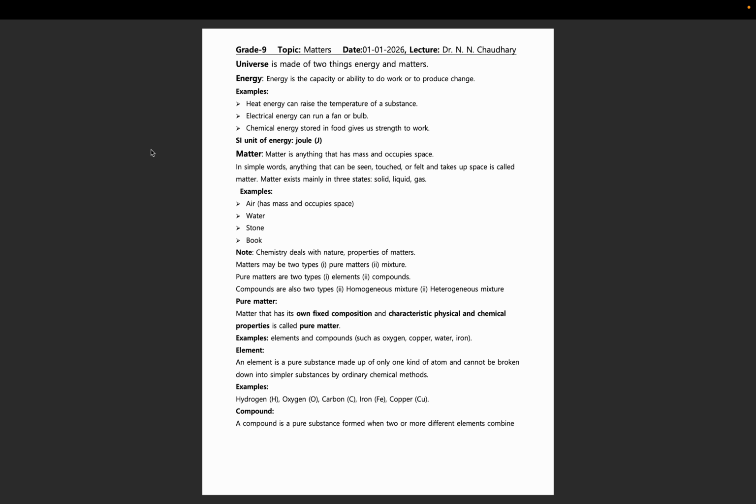Energy can raise the temperature of a substance. Electric energy can run a fan or bulb. The unit of energy is joule, written as J.